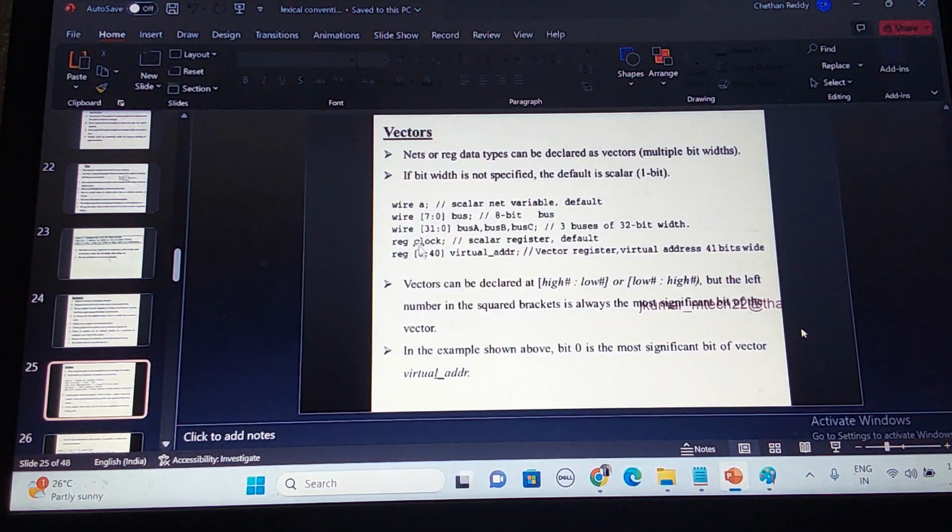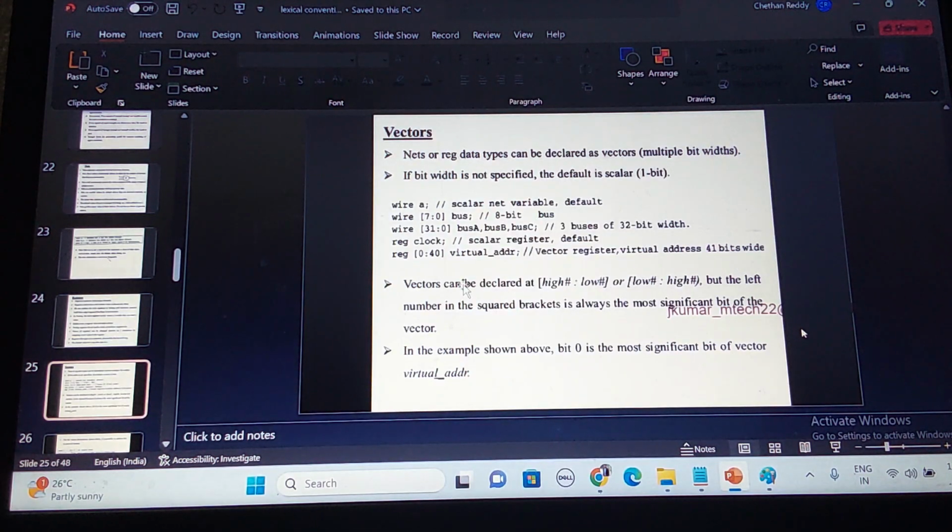What about this reg clock? Is this scalar or vector? Scalar. This is a scalar register, by default 1 bit. What about this register [0:40]? This is nothing but 0 colon 40. What is this virtual_address? It is a variable. It is a vector. Vector of how many bits? The virtual address is how many bits? 0 to 40 means what? 41. 41 bits. Are you understanding this?